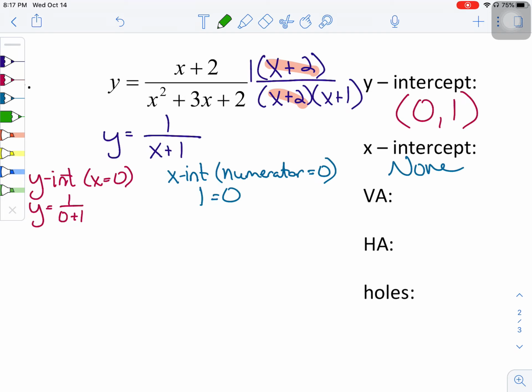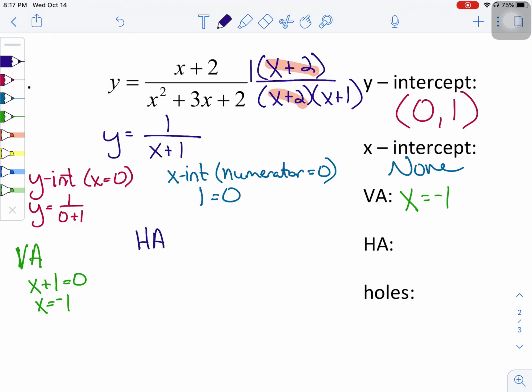Okay? So let's do vertical asymptote first. So vertical asymptote, we're going to set the denominator equal to 0 and figure out what value needs to get thrown out of the domain. All right, so in this case, it's going to be x is equal to -1. All right. Now we're going to talk about the horizontal asymptote.